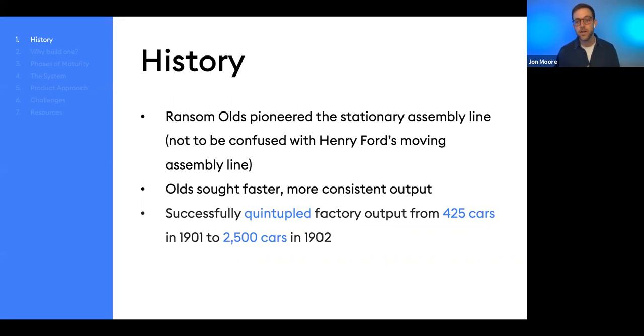And in just 1 year after implementing his stationary assembly line, he had actually quintupled the output of the factory from just 425 cars to over 2,500 cars. It doesn't seem like all that much and very significant by today's standards, but you have to think about the time. That was pretty remarkable, and even more so the fact that every car that came off at the end of the assembly line that he had created was consistent. It had gone through quality assurance and checking to make sure that it ran the way that it should. And you know, those were up to the highest standards that they possibly could be.